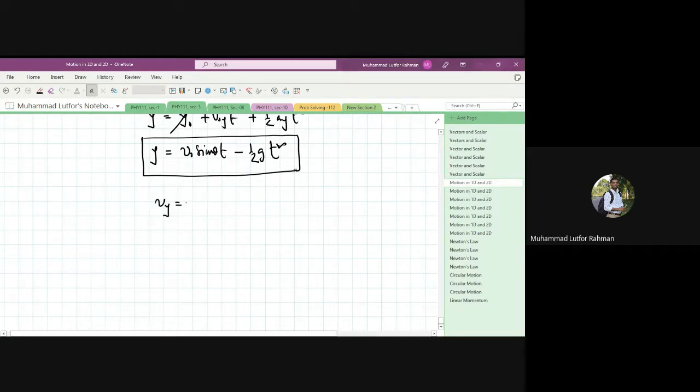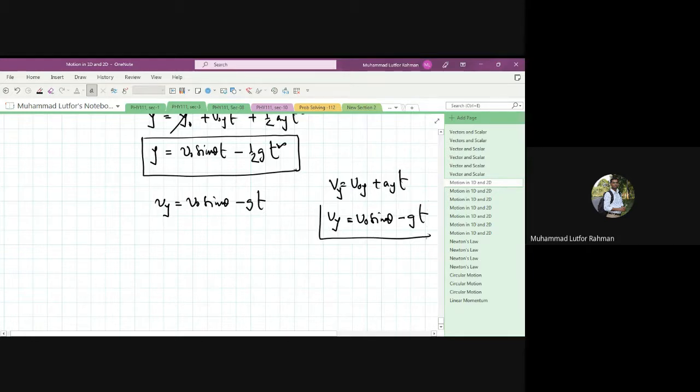Vy is actually v naught sine theta minus gt, which is exactly the same equation, v equal to v naught y plus ay t. My v naught y, the initial velocity along the y direction, is actually v naught sine theta, minus ay, actually the g, into t, right? This will be my equation, which I derived from that equation.